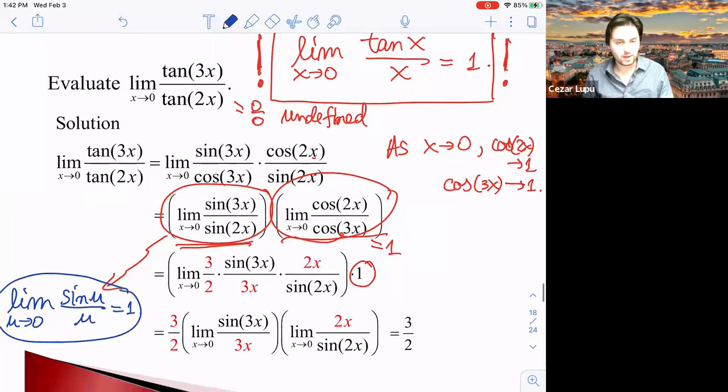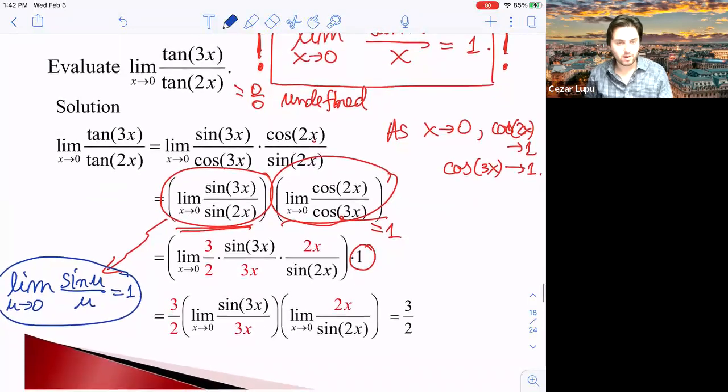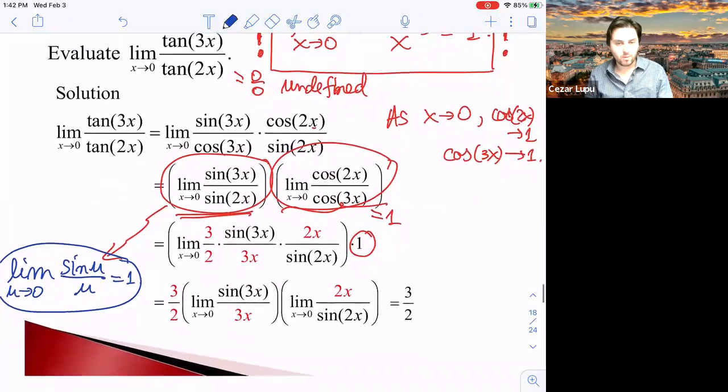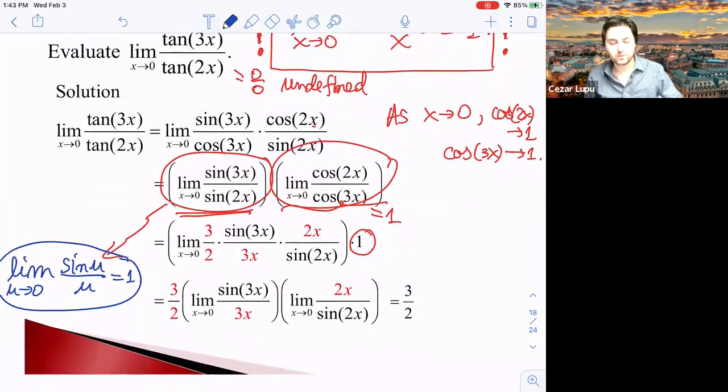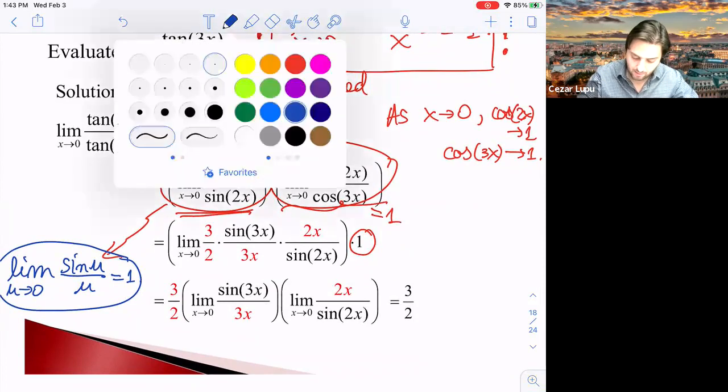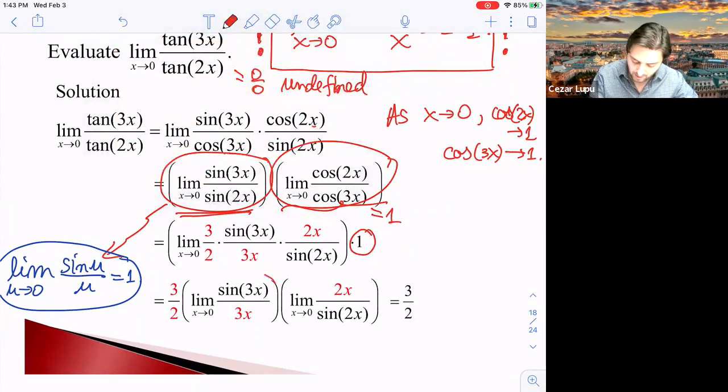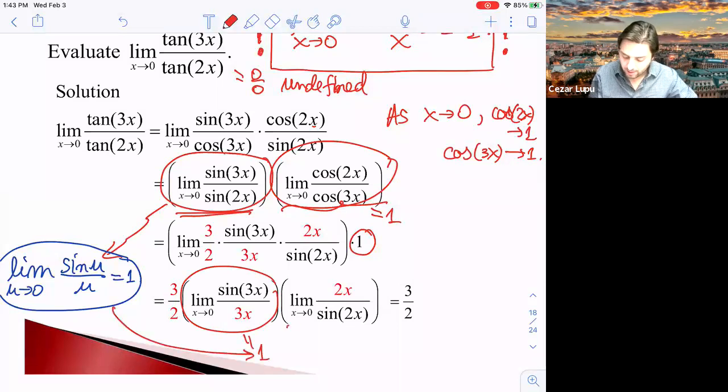So I'm doing the same thing here. I'm multiplying and dividing by 3. And the same thing goes for sine of 2x. I'm doing the same thing. But the only thing is that you're going to get that on the bottom. So as you can see here, highlighted in red. And now guess what? This guy here is nothing else than 1 because of this.